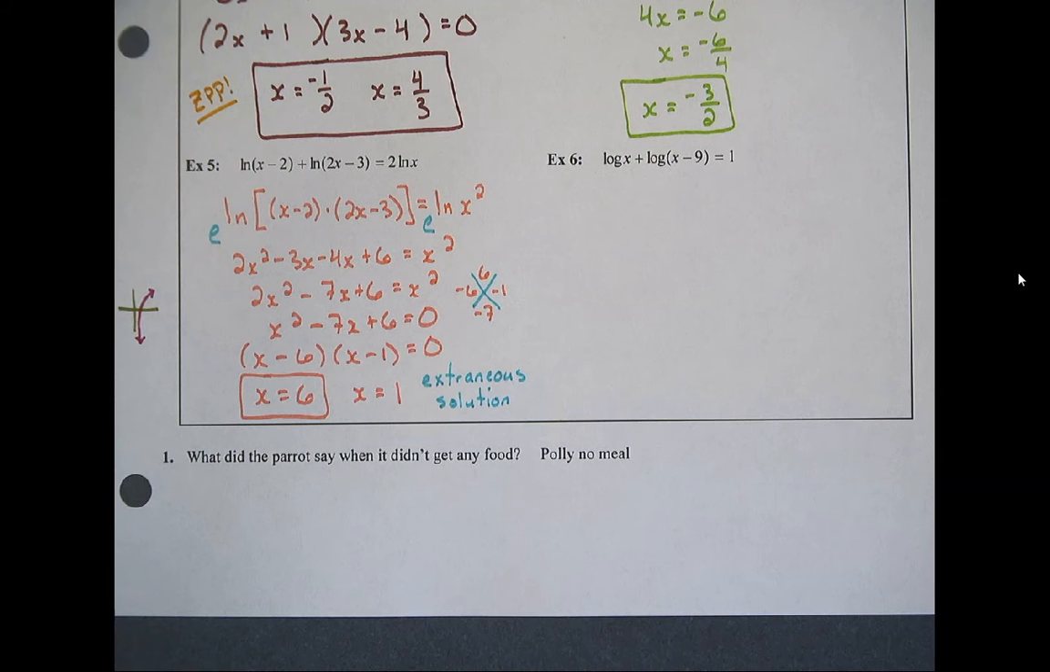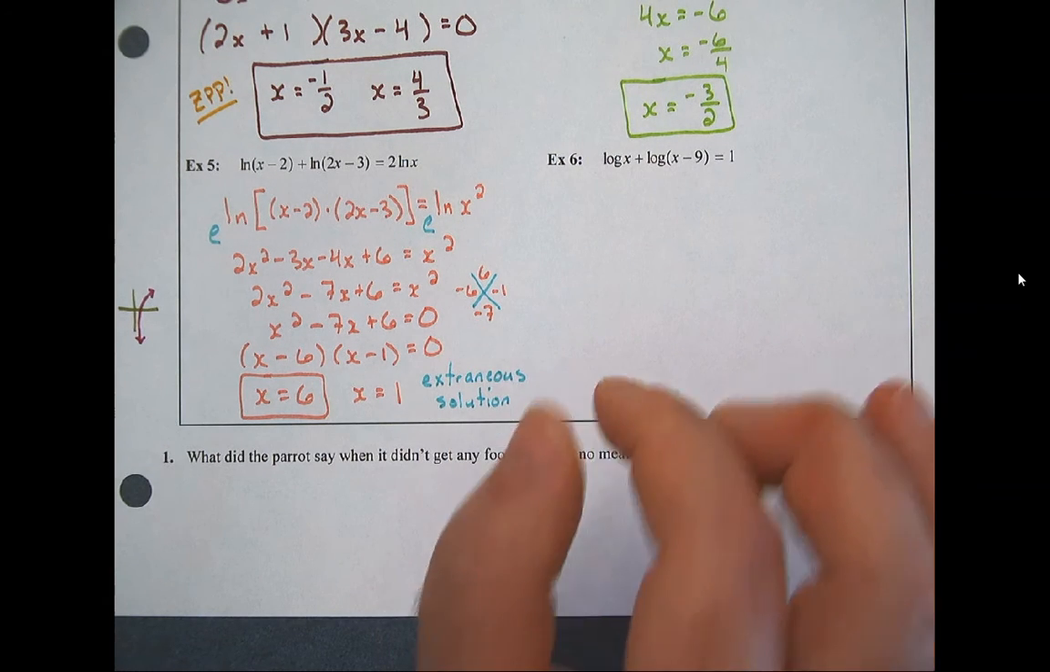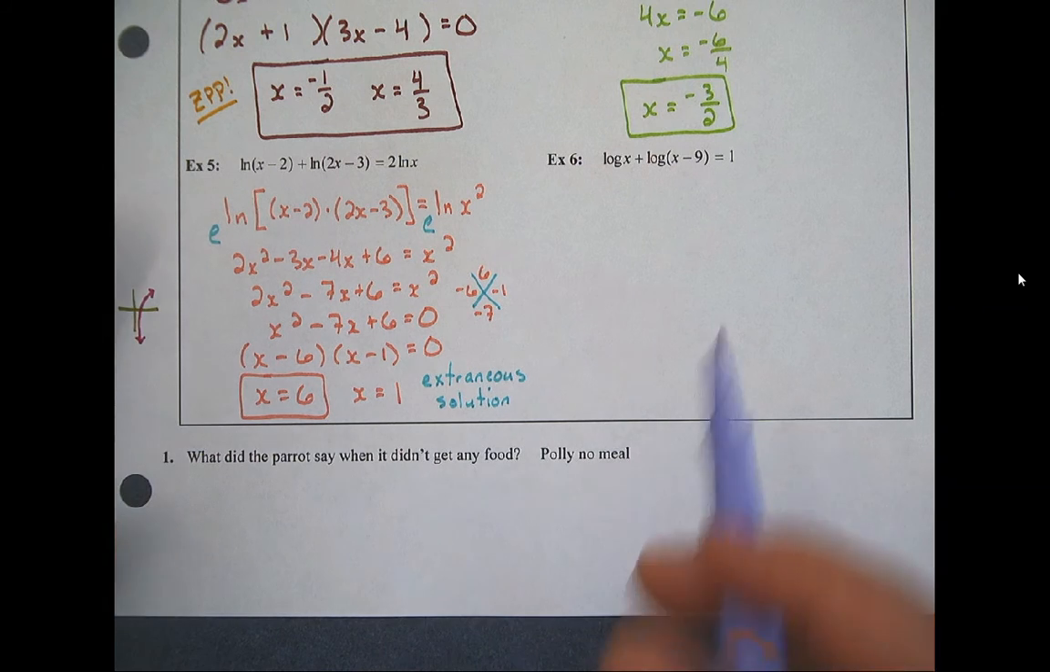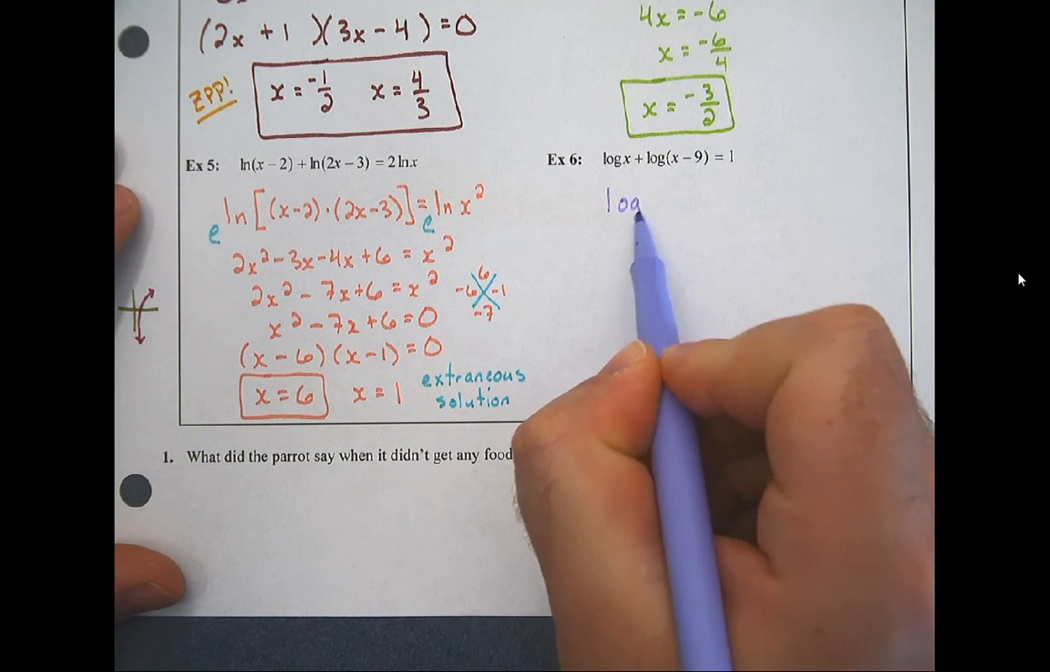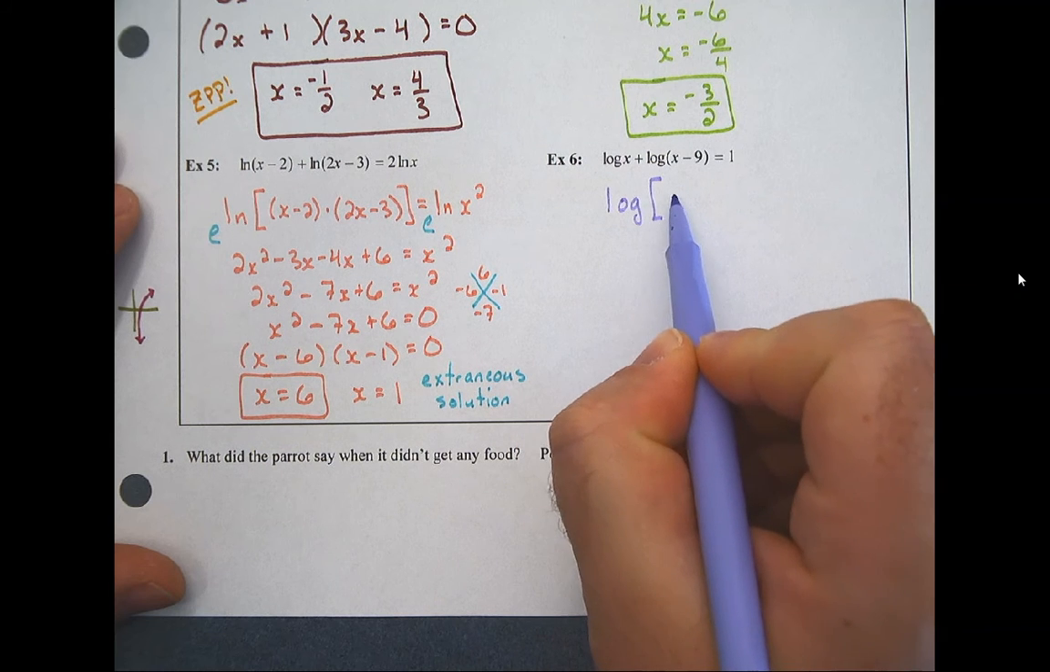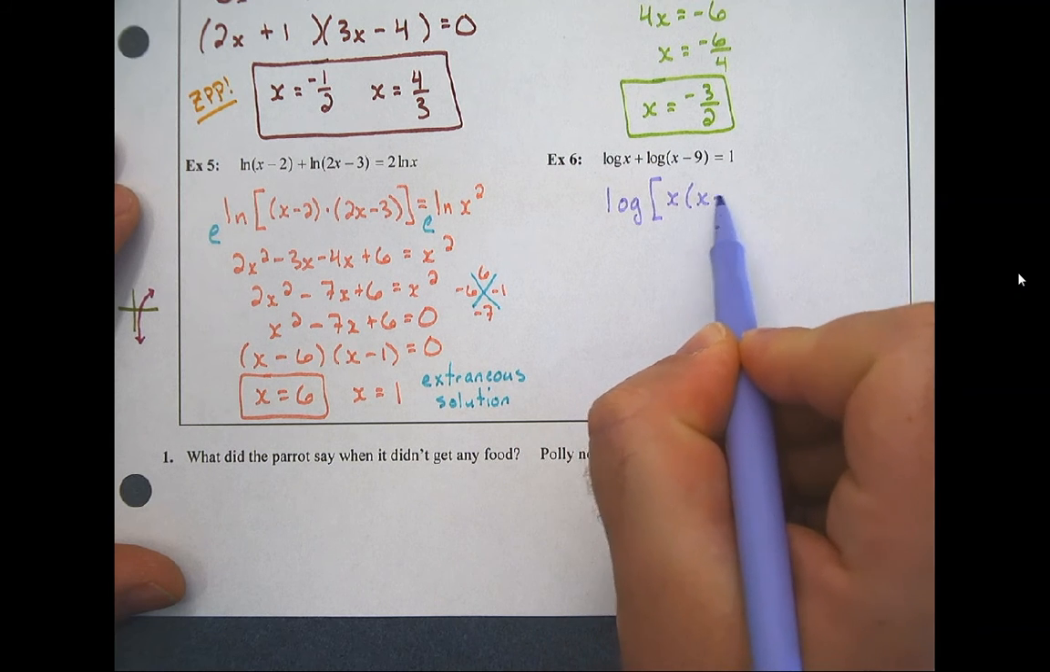All right, let's have you finish up here. Pause if you haven't yet. Try to do the last one. Okay, let's see. So I'm first going to get those logs together. So that would become the log of a product. So that's going to be log of the quantity x times the quantity x subtract 9.